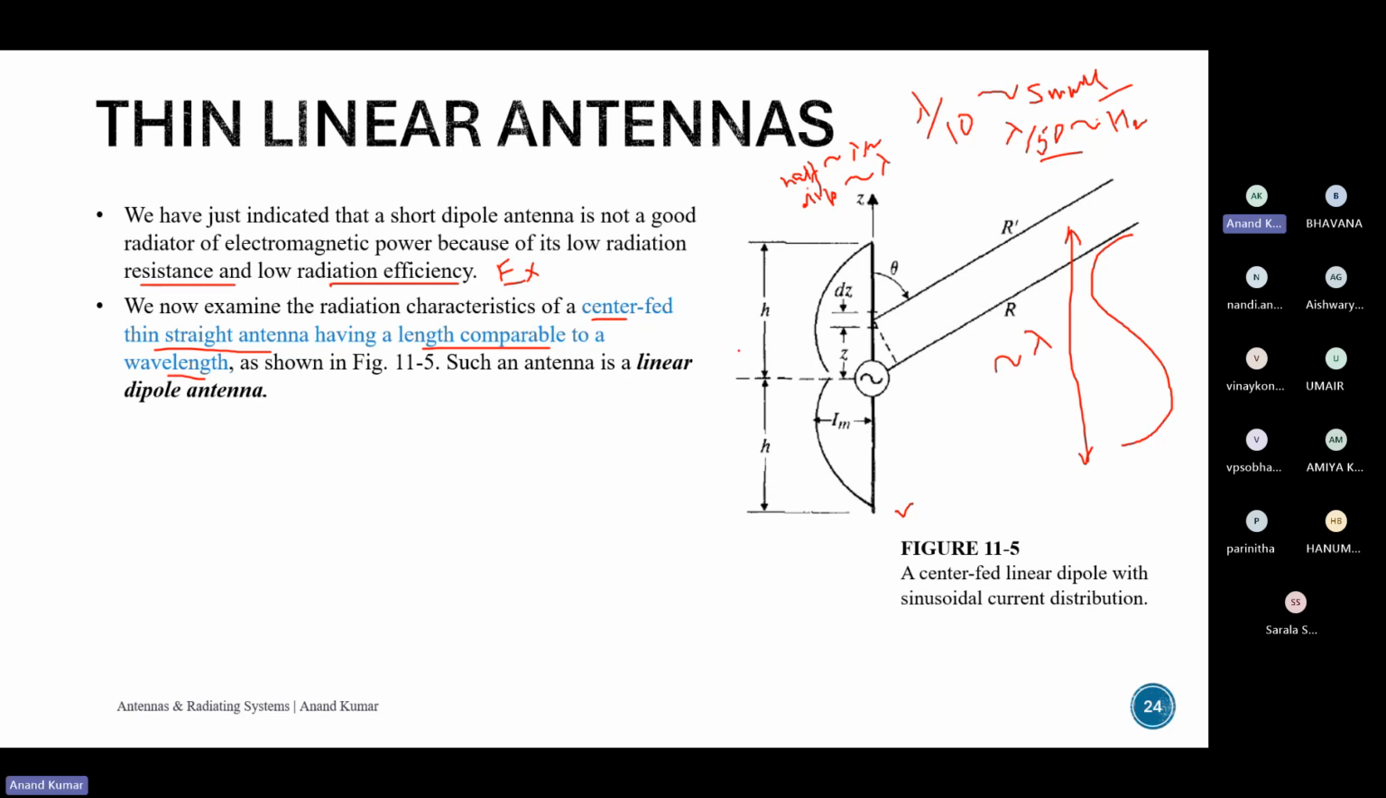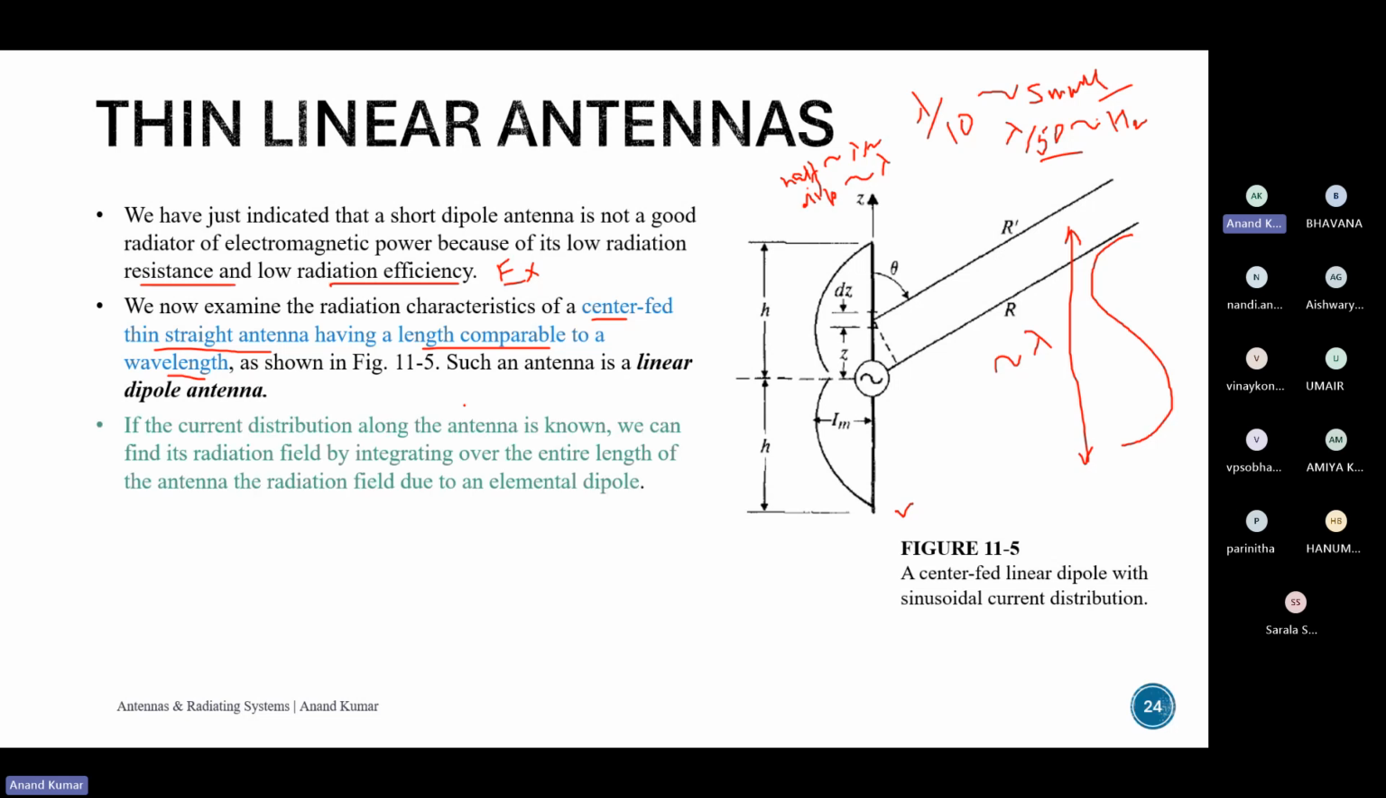In this class, we'll look at antennas whose lengths are comparable to the wavelength. When we say comparable, it is greater than lambda by 10. It does not really mean that it should be very close to lambda. It just says that the length is significant enough that we cannot ignore it. When we were using Hertzian dipoles, we could easily assume that the current through the antenna was the same.